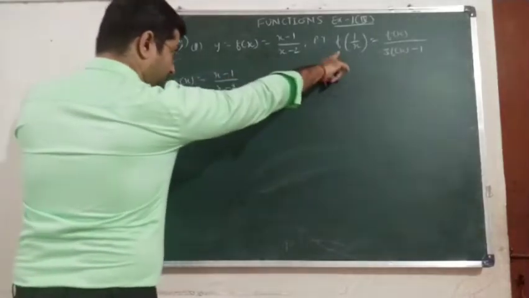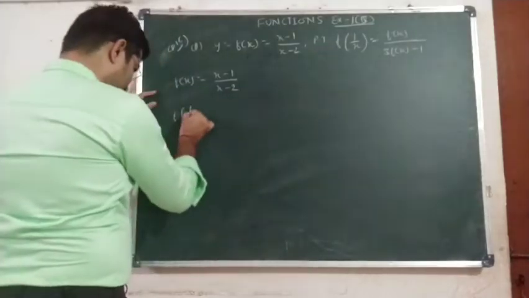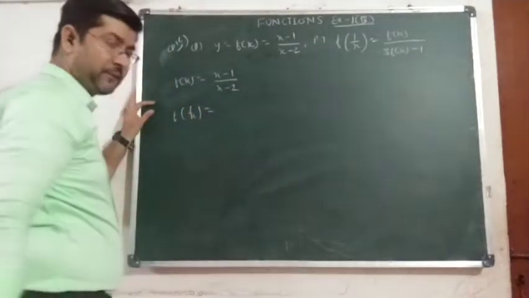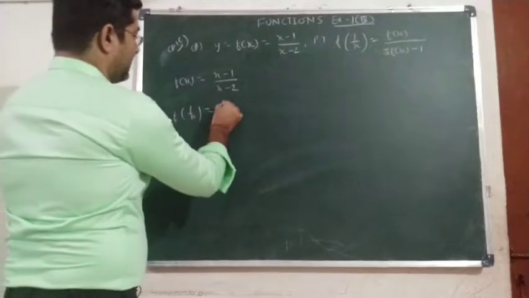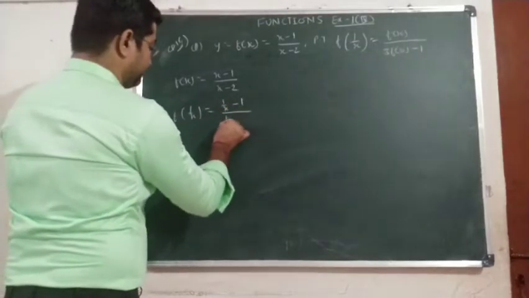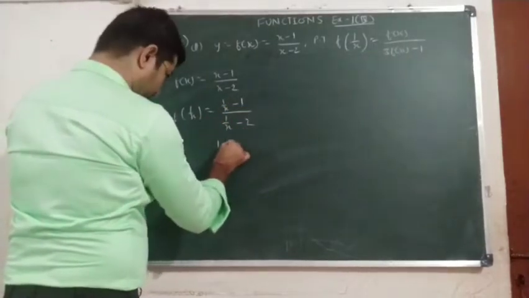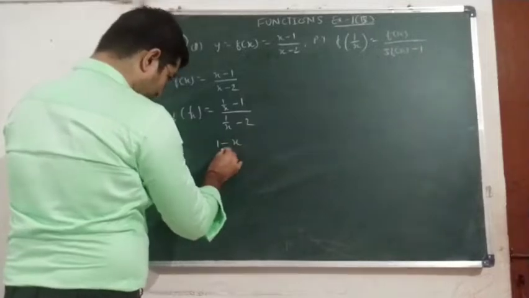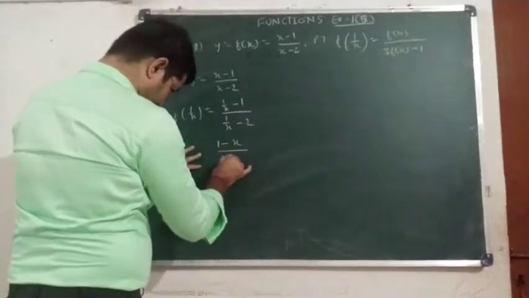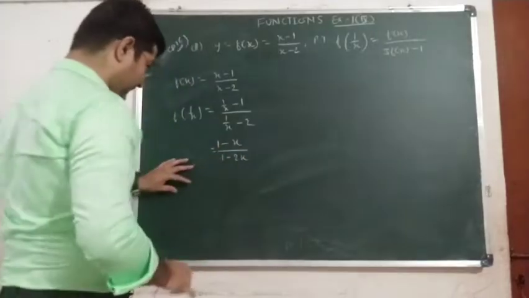We can find out the value of f of 1 upon x from the given formula. Replace x by 1 upon x. So on simplifying we will get 1 minus 2x. This is f of 1 upon x.